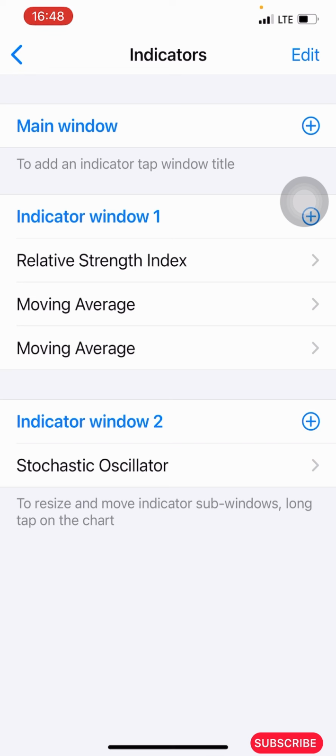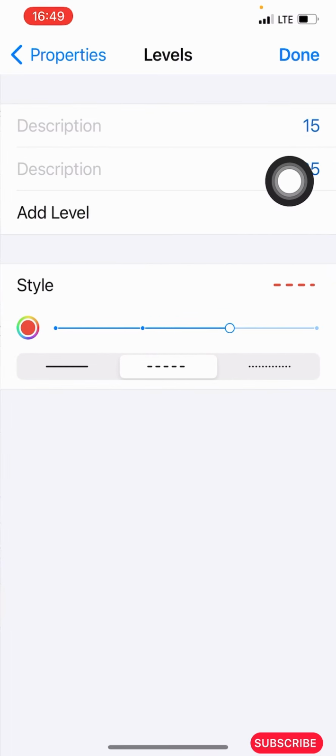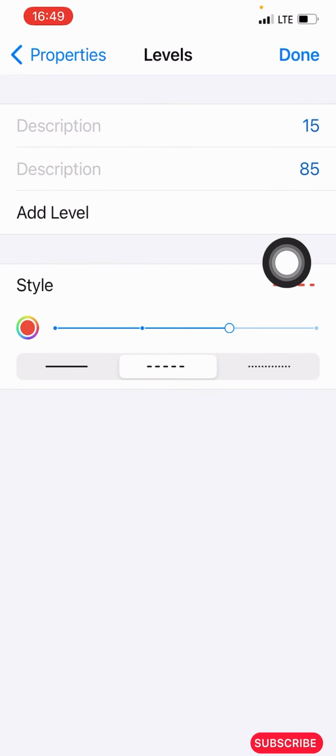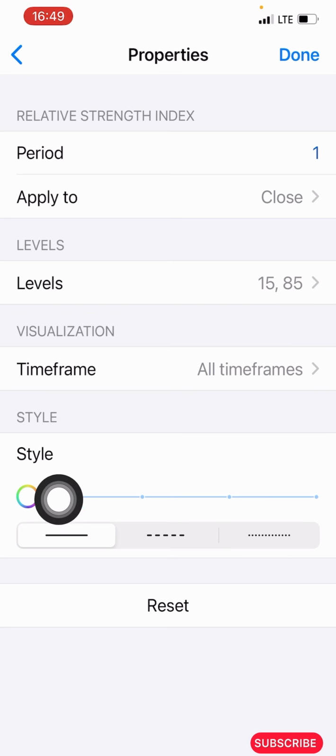You click on this plus icon here, and then you search for your relative strength index, which is our first indicator. These are the properties for the relative strength index. The period is 1, applied to its close. The levels we have are 15 and 85. The color is red, 3 pixel. You click on done. The time frame is all time frame. For the style, the color is white, 1 pixel, and you click on done.